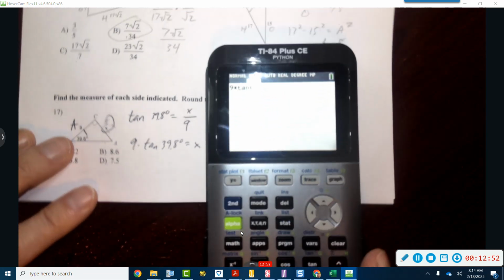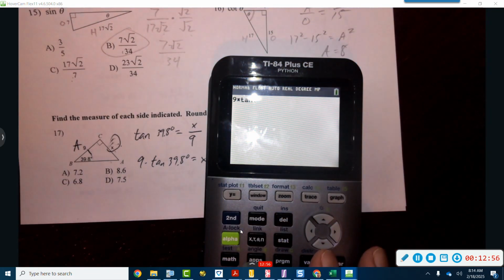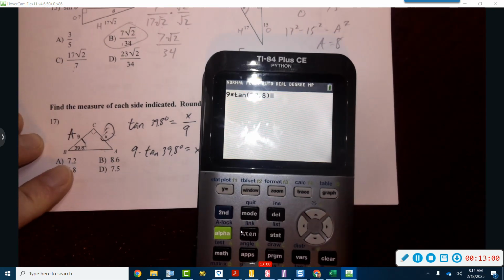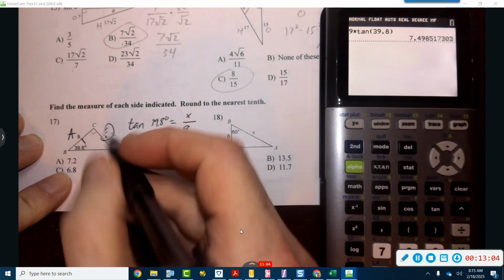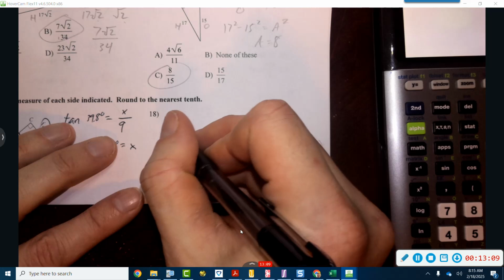Can't see. It looks a little out of focus to me. Okay, that looks a little sharper. 39.8 degrees, and we've got 7.49, which is 7.5. Okay. All right, next we've got this angle right here.